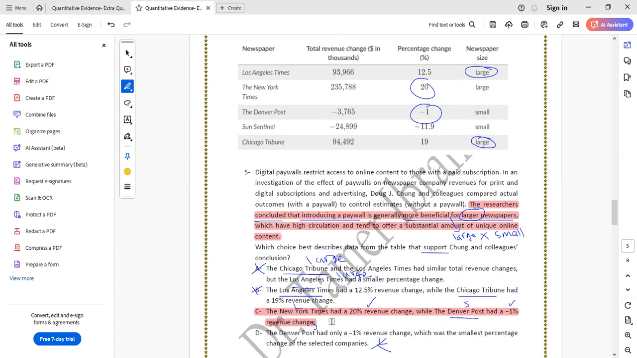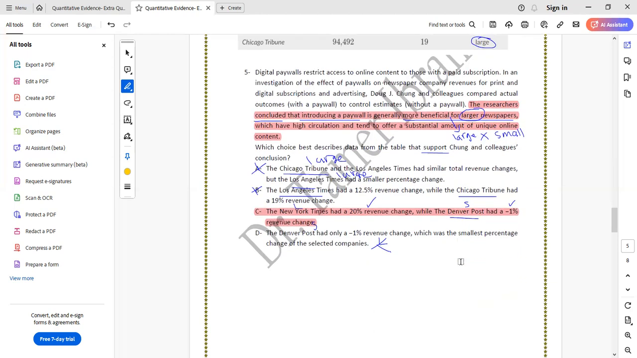Let's look at the last one. The Denver Post had only a -1% revenue change. This is small, which was the smallest percent change of the selected companies. What about large? It doesn't mention anything about large. So the answer is C. Just to know that it's beneficial for large, you have to show that we have a comparison between large and small.